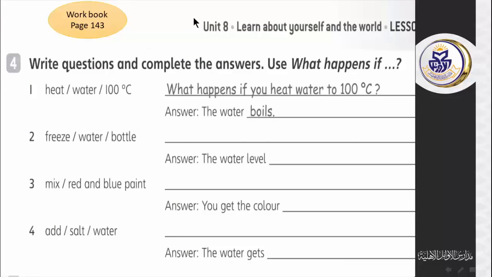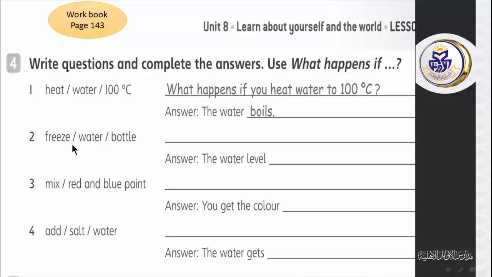Now open your workbook, page 143. Write questions and complete answers. Use what happens if. You must use these questions, then you can answer. Number 1, heat water 100 degrees. What happens if you heat water to 100 degrees? Answer: the water boils. Okay, can you answer?